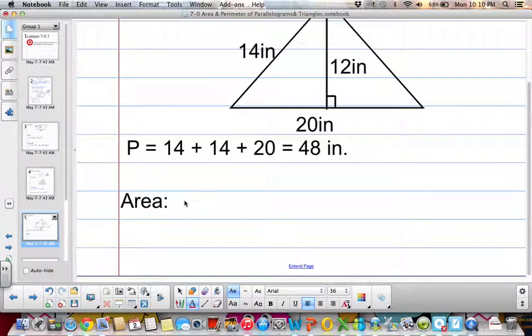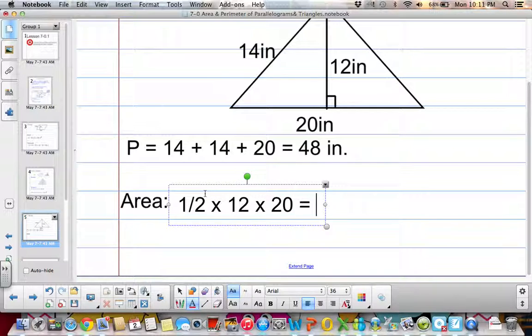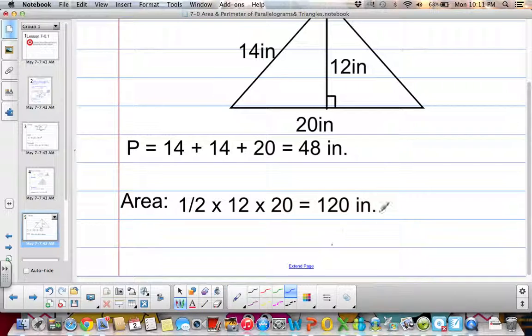And the area would be 1/2 times 12 times 20. Half of 12 is 6. 6 times 20 is 120 inches squared.